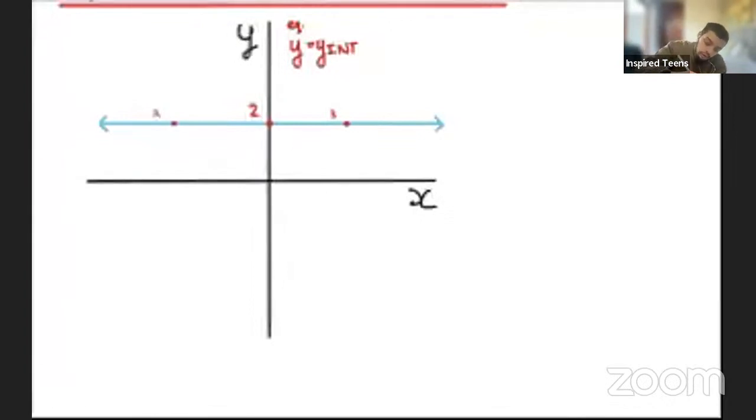So if we look on a horizontal line and we consider points A and B, and the y-intercept is 2, we know that A's coordinates, let's rewrite A and B, are some negative x value and 2 as the y coordinate, because it's along the same horizontal line.